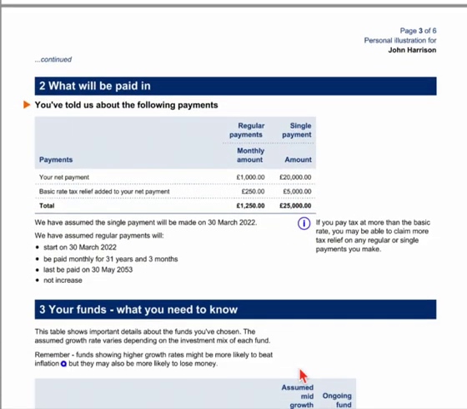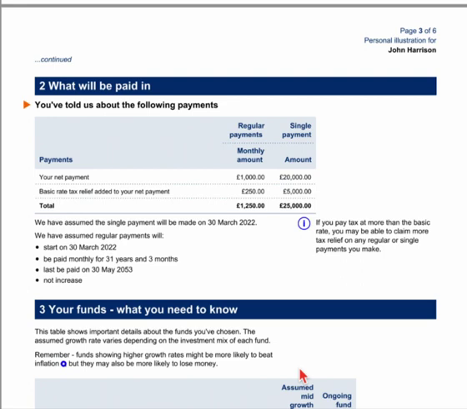What is going to be paid in? So as we agreed at the first meeting, you said you would be quite happy to put £1,000 of your own money in per month from your bank account. Now what happens with this £1,000 when it gets paid to Std Life? Std Life will apply to get what we call basic rate tax relief. So this is a further 25% on top of your contribution.